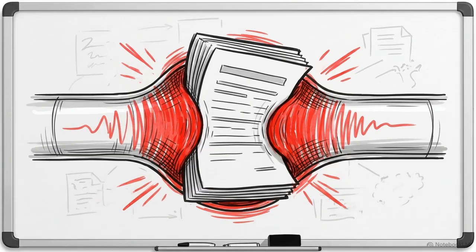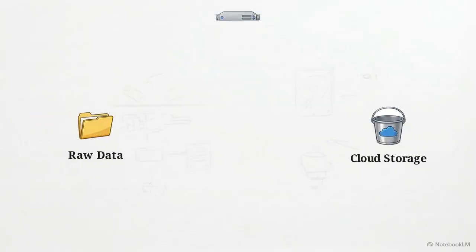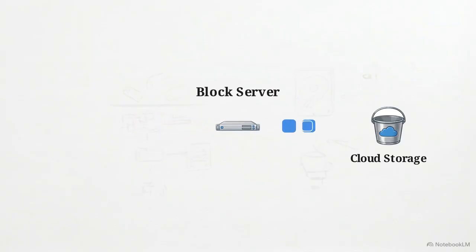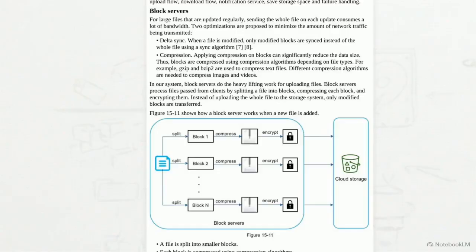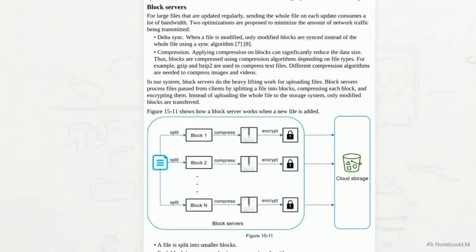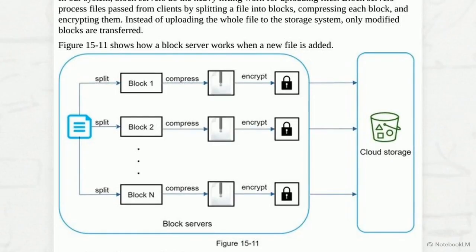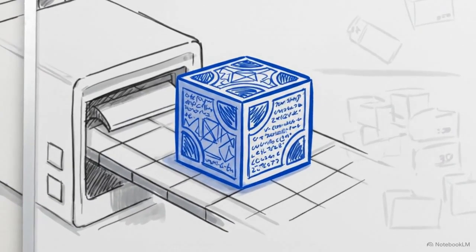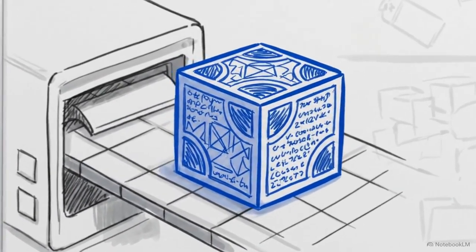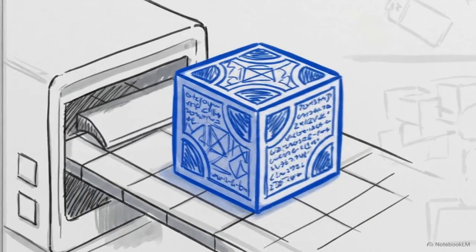But uploading a raw, monolithic file directly to a cloud bucket wastes bandwidth. We place a specialized microservice directly in front of the cloud storage to act as the heavy lifter. This is the block server. Looking at this flowchart, we see the block server intercepting the user's upload. It chops the incoming monolithic file into uniform cryptographic blocks, typically capped at 4 megabytes each. Before any data hits the cloud storage, the block server independently compresses and encrypts every single 4 megabyte chunk.